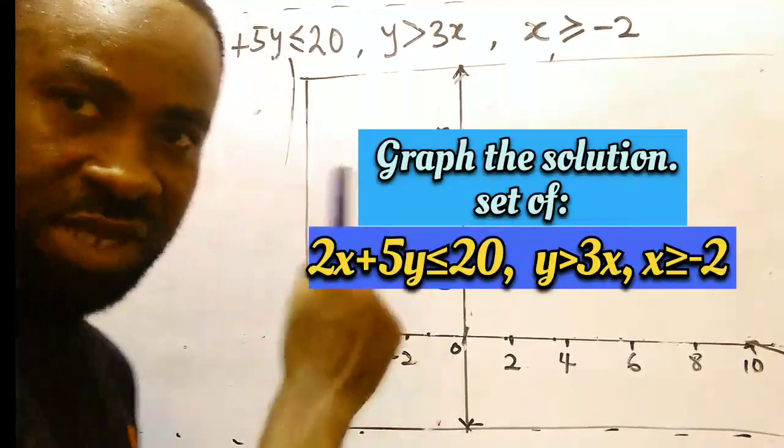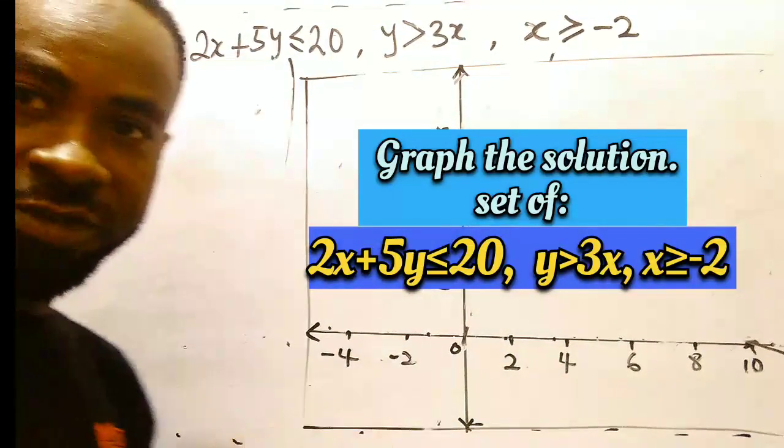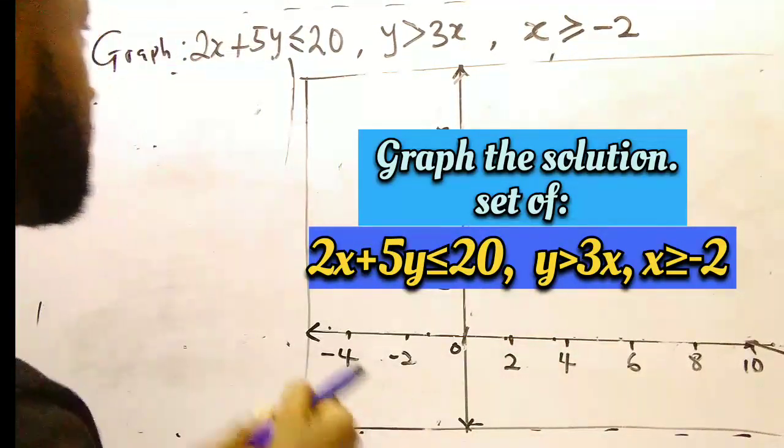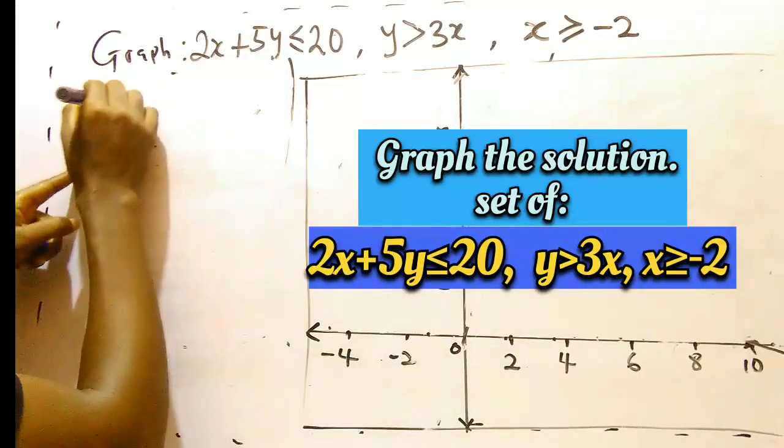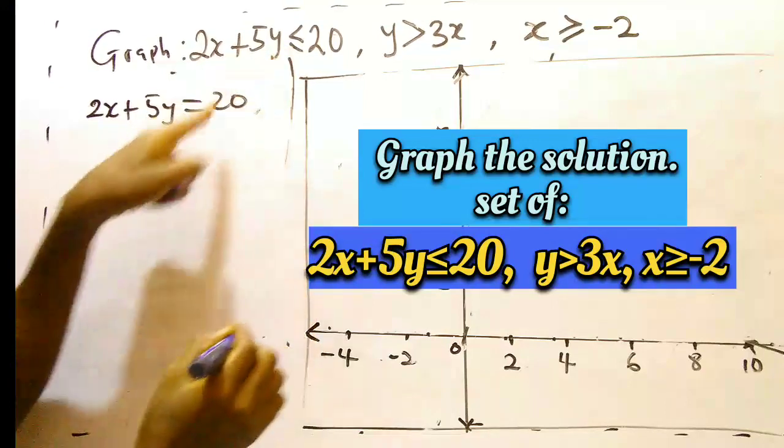Let's not waste time. Let's see how to solve this problem. Now we are asked to graph this inequality. The first thing to do is to put the inequalities in their boundary form. So this, I can write it as 2x plus 5y equal to 20. I've changed this to an equality sign.